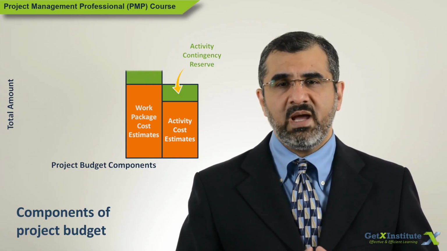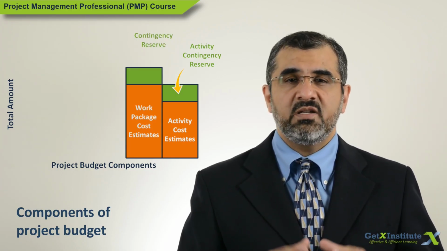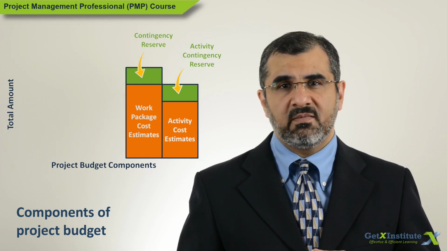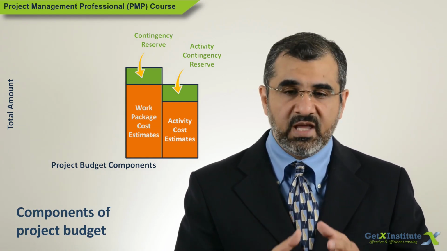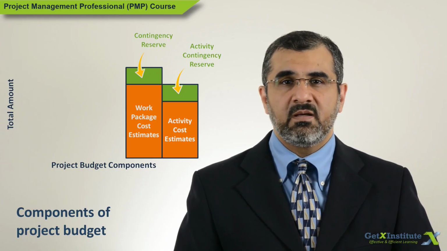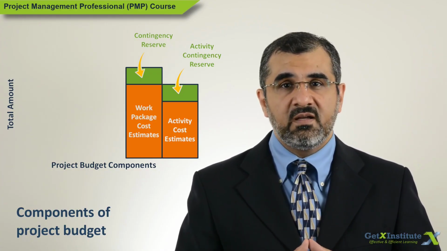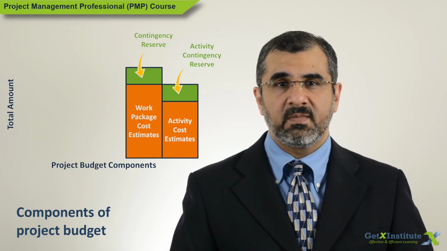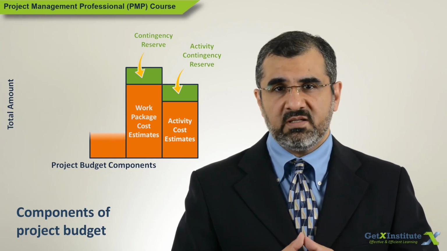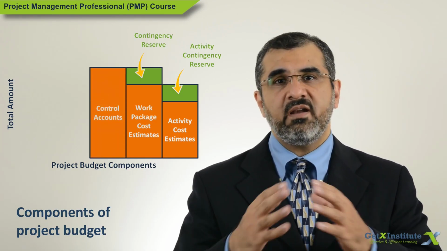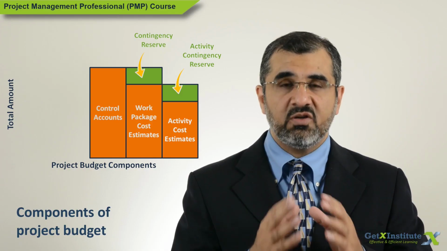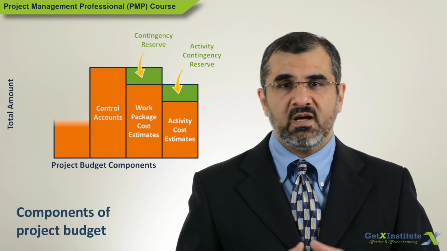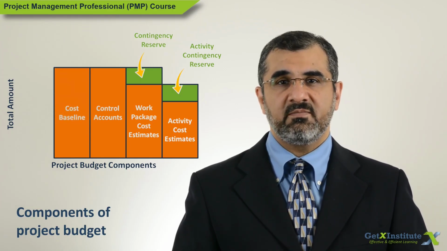Contingency reserves to manage known risks are usually added at work package level by answering a question. What can go wrong with that work package? If risks are identified, contingency reserve may be added to manage those risks. Then all the work packages under a control account are added up to get the estimate for each control account. And continuing, all control accounts are added to get the cost baseline.